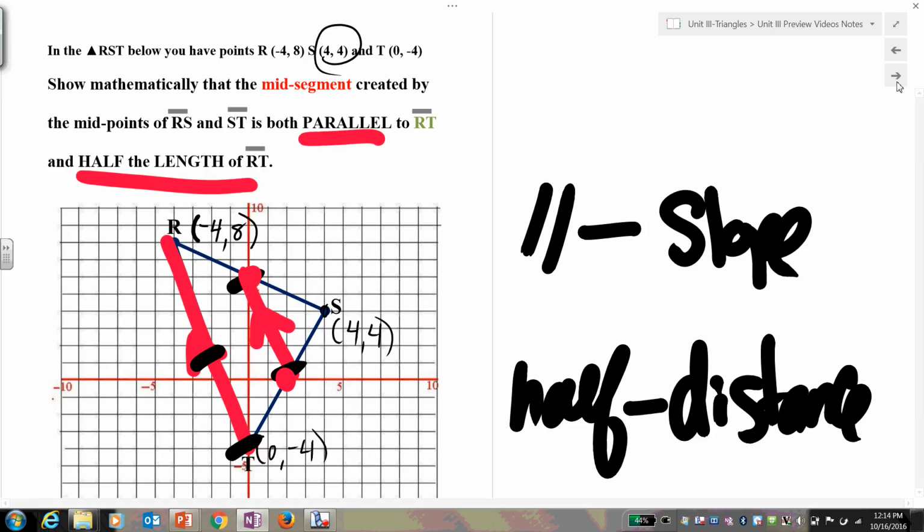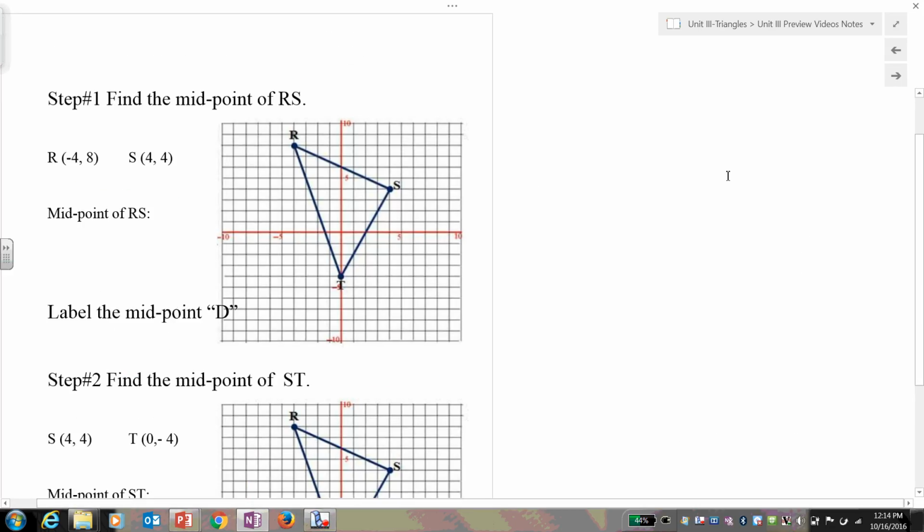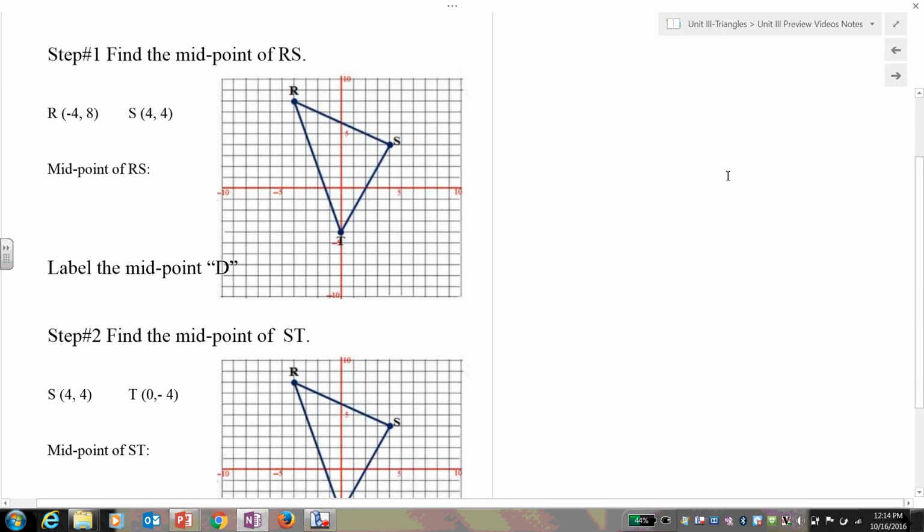This is called a coordinate proof. You can't just look at stuff and say, oh yes, it has to be. You have to show mathematically. That rhymed. Let's try that again. You can't just say, oh yes, it is to be. You have to show it mathematically. Let's do our math here.